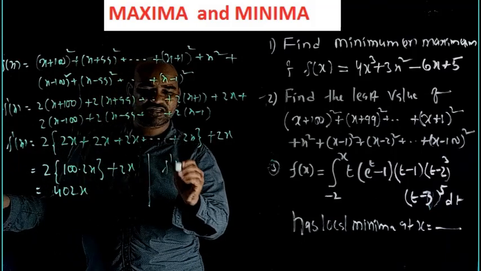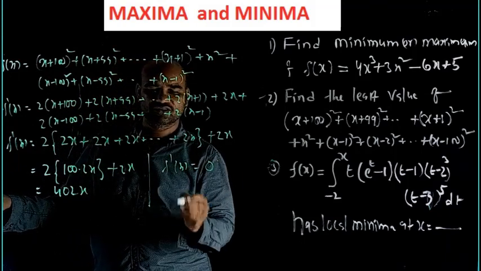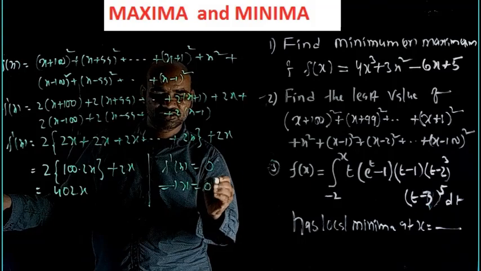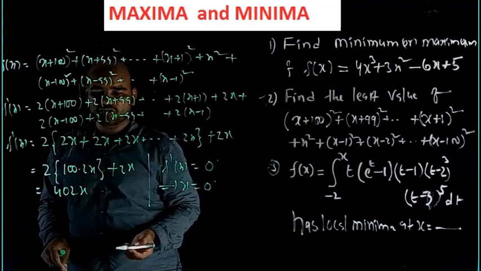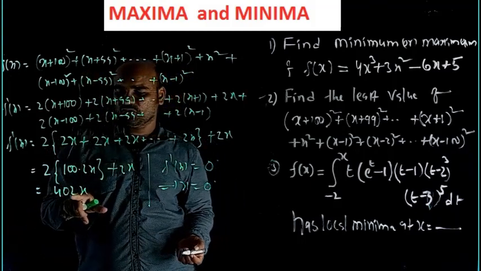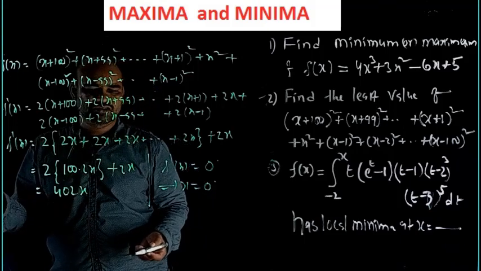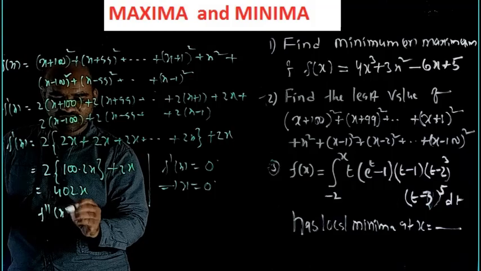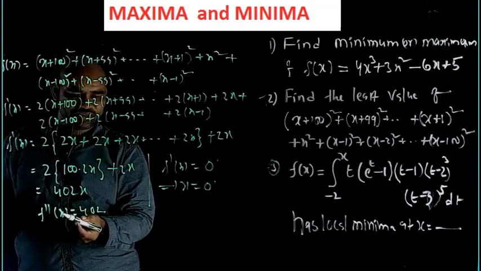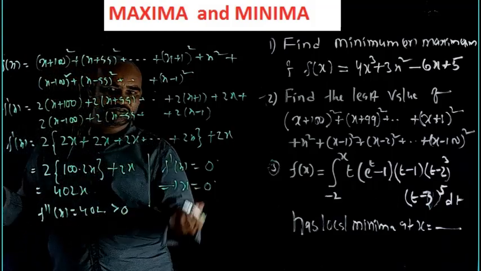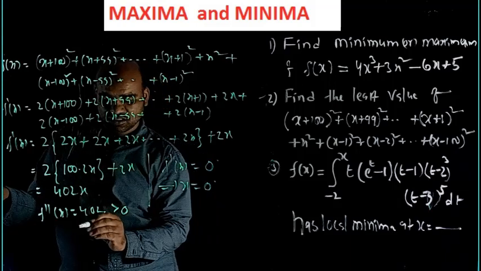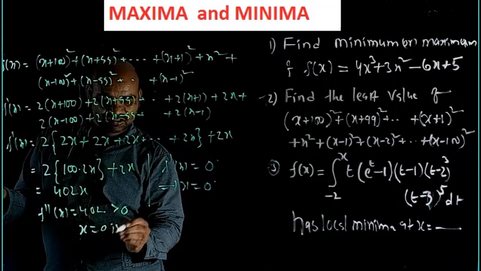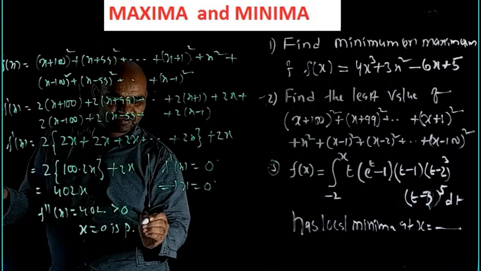Critical point: f dash of x equal to 0 implies that x equal to 0. At 0, we want to find the sign scheme for 402x, or you can use the second order derivative. You don't want a sign scheme. f double dash of x equal to 402. For every x it is greater than 0. Means x equal to 0 is the point of minimum.